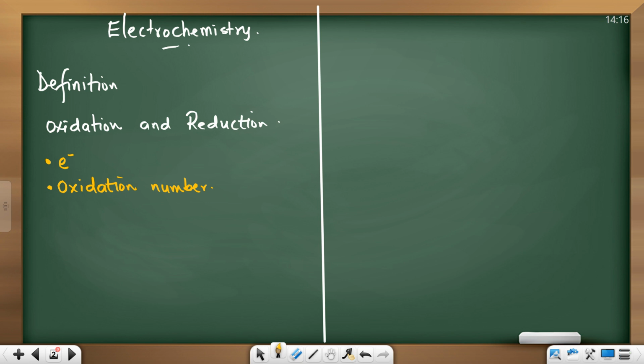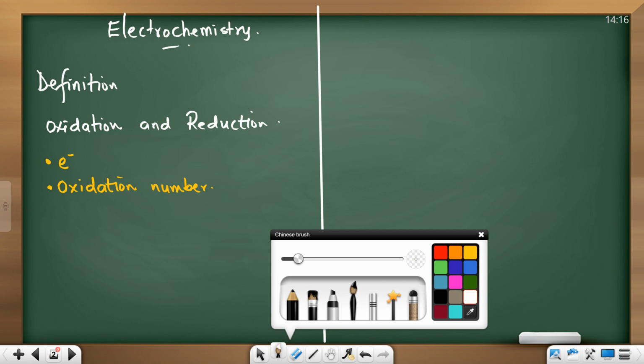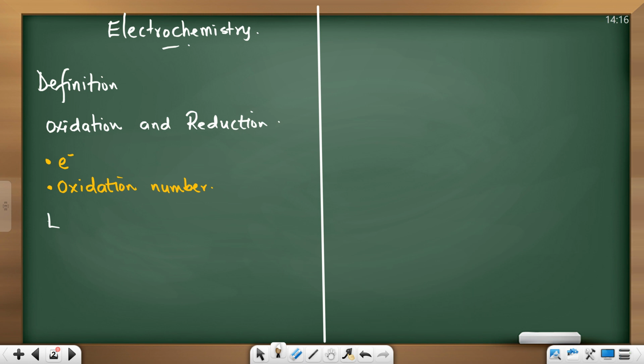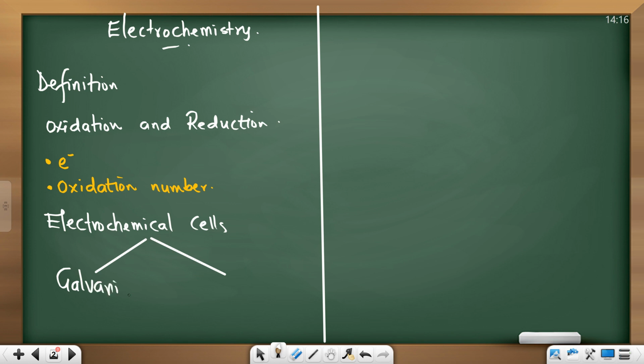Number 2 definition, remember, it's just a crash course, is to be able to define electrochemical cells. What are your electrochemical cells? There are 2 of them. We'll talk about galvanic and electrolytic. So what is a galvanic cell? It's a cell that converts what? Chemical energy to electrical that you cannot miss out.